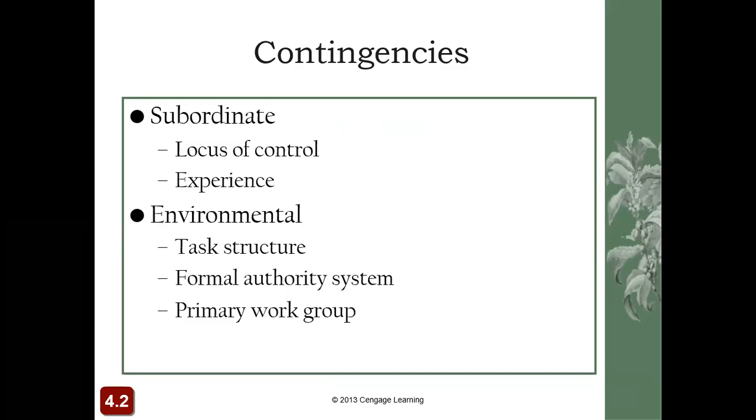So we think of certain contingencies in terms of locus of control and experience, task structure, formal authority system, and primary work group. These are pretty straightforward, right? One is just the environment, where you try to create good contingencies overall, or leadership contingencies. The next one is how you treat your subordinates. What is the locus of control? What is the level of experience? Locus of control means how well the subordinate accepts their responsibilities or not.